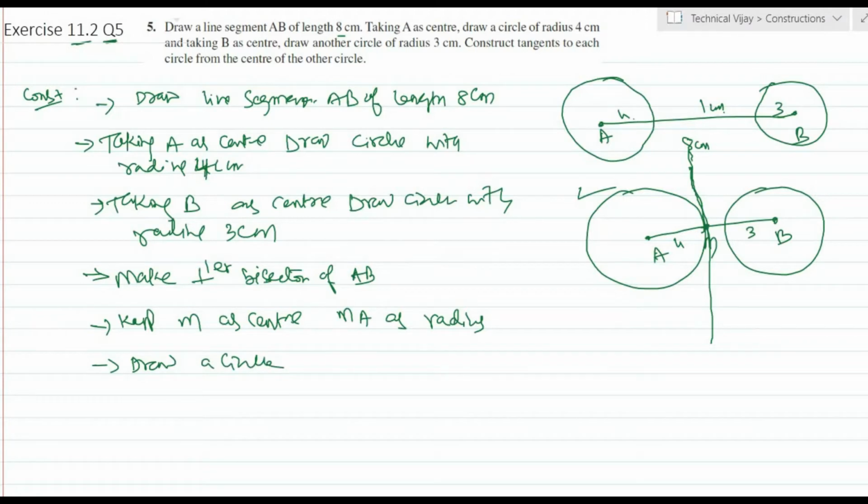Now if you draw the circle, what happens? It will be like this. Here we get these points, let them be P, Q, R and S. So now we have to construct tangents, from this center to this circle, and from this center to that circle. I will draw a separate diagram here.